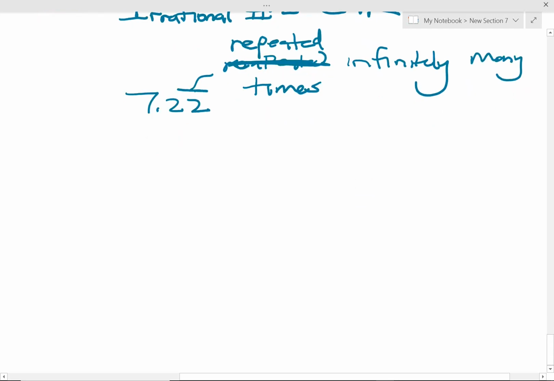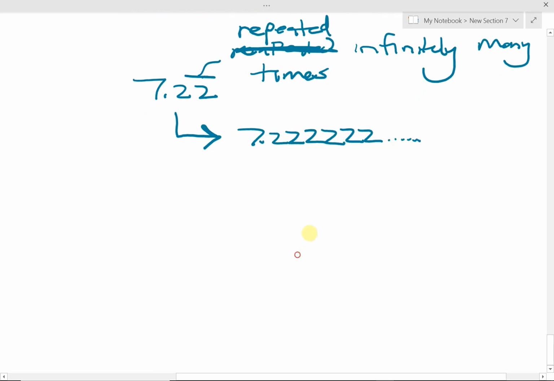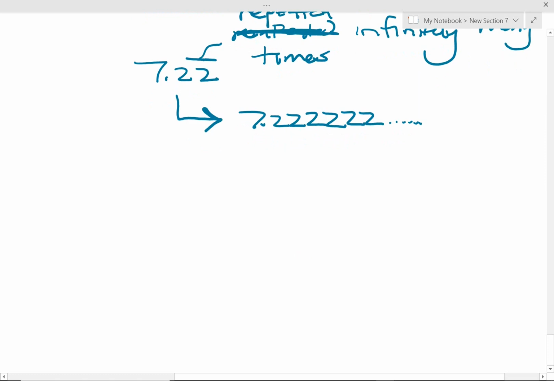Repeated infinitely many times. So this would be like 7.222222..., continued. Just like 3.14 is, continued. And we can't simplify this anymore.